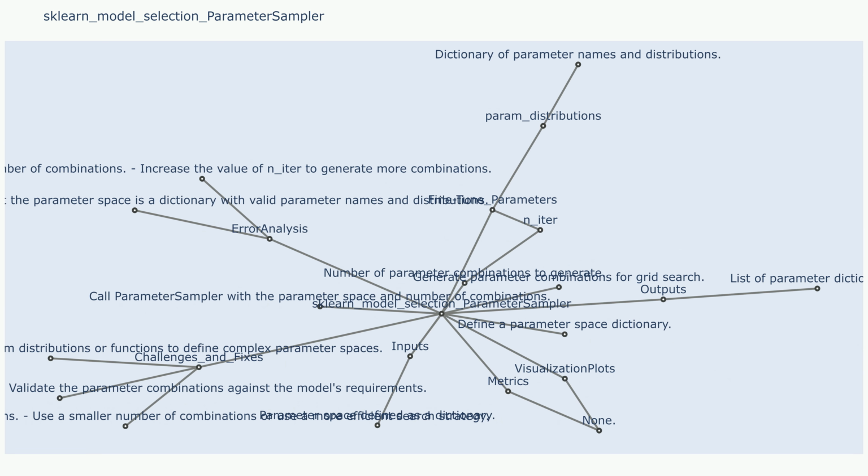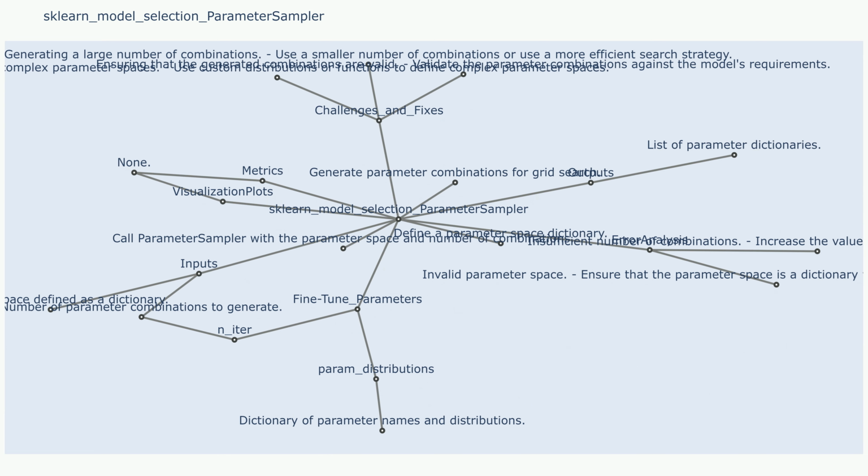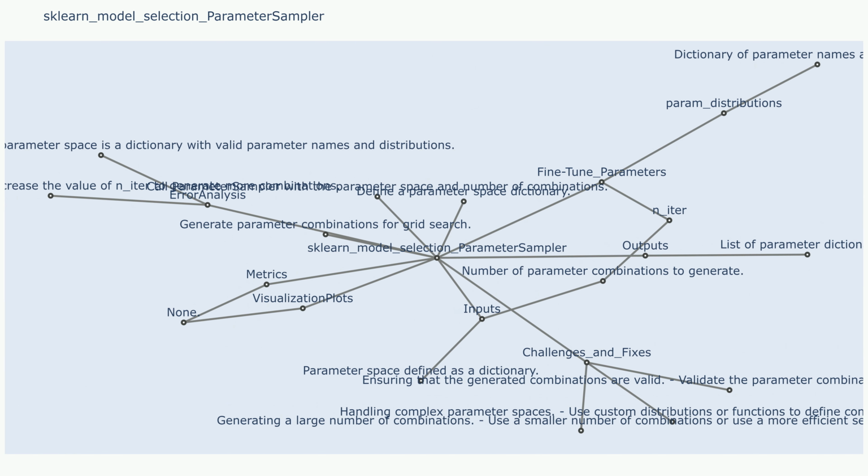Inputs. Param distributions: a dictionary with parameter names as keys and distributions or lists of parameters to sample from. Each value should be a distribution instance, e.g. SciPy stats distribution, or a list of parameters to sample from. n_iter: the number of parameter settings to sample. Outputs. A generator that yields dictionaries containing the parameter settings. Each dictionary represents one set of hyperparameters for the model.